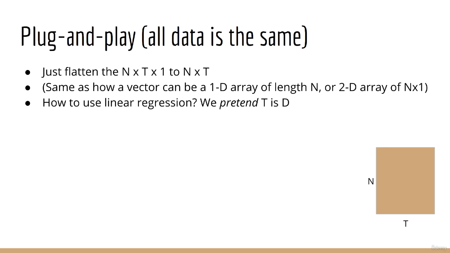So how do we use linear regression in this situation? The answer is, we pretend that t is d. Or to put that a different way, in this scenario, linear regression treats t as if it were d. This is another instance of my rule, all data is the same.